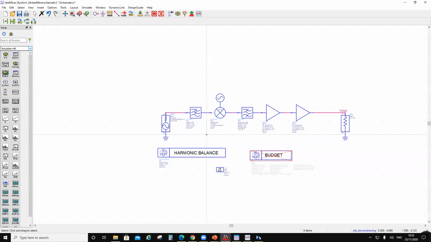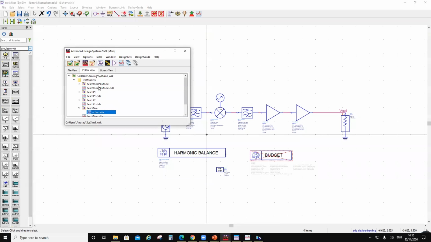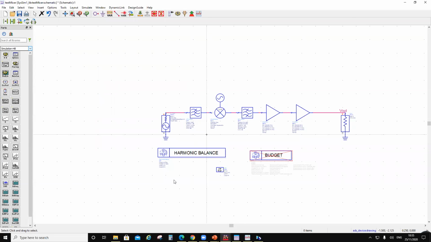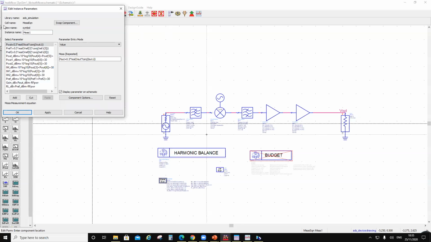I have got rid of that, but I can copy it from another place. So if I go to two-tone, I can copy from here, if you remember. And I'll put back all the things here. Okay, so let's get rid of stuff. P out is half real of that. P1 is gone. P2 is gone. P1 dBm is fine. This is gone. This is gone. This is gone. This is gone. This is gone. And this is gone.